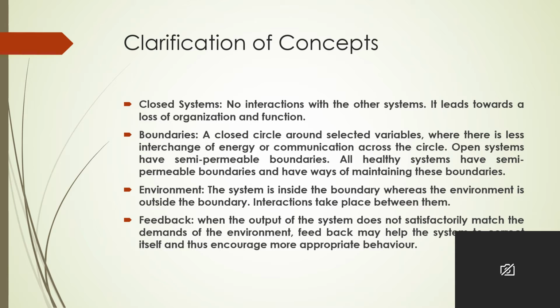The next concept that is going to be explained is the boundary. Boundary can be defined as a closed circle around the variables. There is less interchange or communication across the circle. In the case of open systems, the boundary is semi-permeable and flexible. Environment. Environment is also a system. The system is inside the boundary while the environment is outside the boundary, but there is interaction between them.